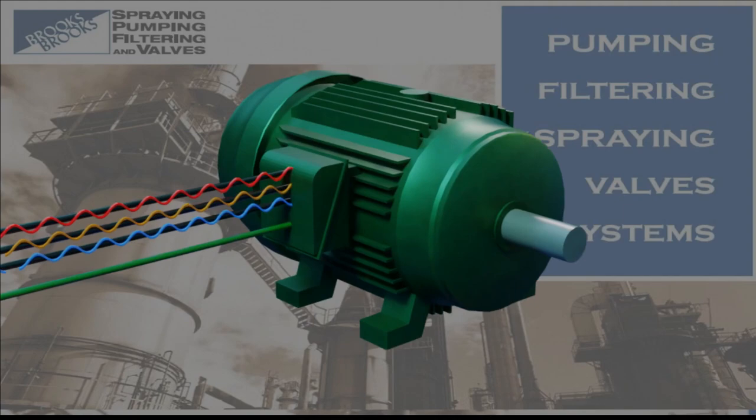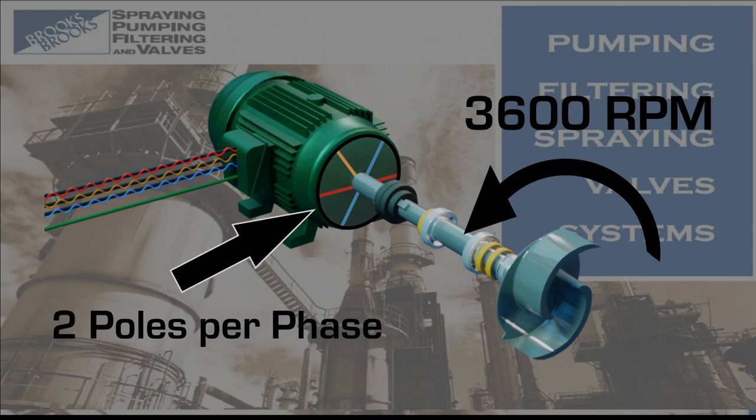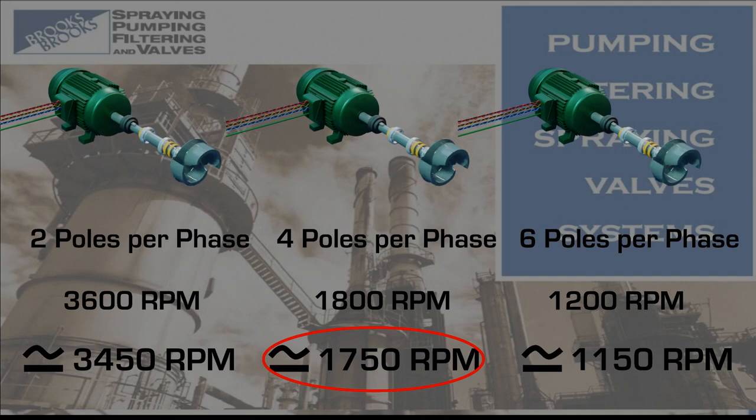When the alternating current has a frequency of 60 Hz, which is the standard in North America, common synchronous motor speeds are 3600 RPM for a two-pole motor, 1800 RPM for a four-pole motor, and 1200 RPM for a six-pole motor. It must be noted the actual motor speed will be slightly less than these synchronous values due to slip.